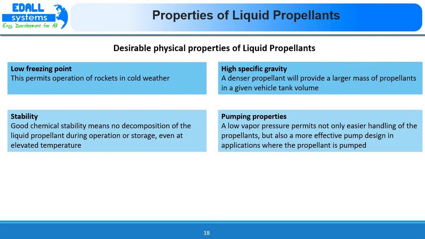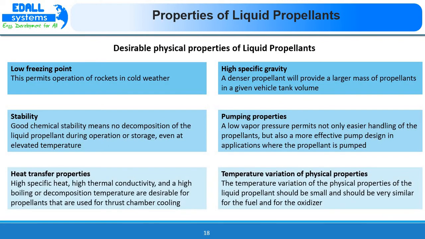Then the pumping properties, especially for the liquid propellants. A low vapor pressure permits not only easier handling of the propellants but also a more effective pump design in applications where the propellant is pumped. So where we are using pump-fed propellants, a low vapor pressure propellant is much preferred and used. Next, heat transfer properties. High specific heat, high thermal conductivity, and high boiling or decomposition temperature are desirable for propellants that are used for thrust chamber cooling. So these are the heat transfer properties for any liquid propellants which we are using.